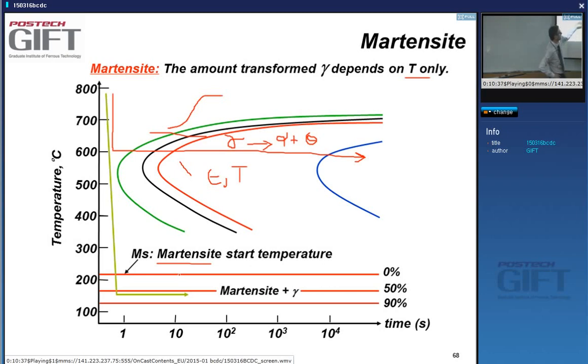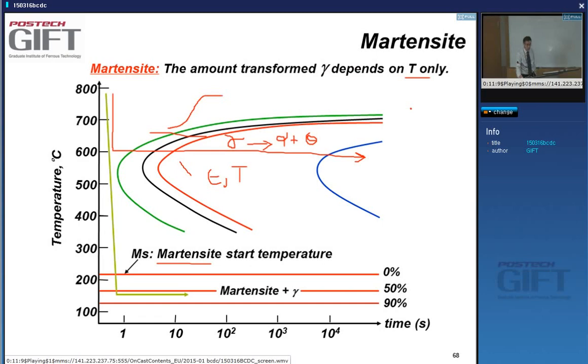And if you stick to this temperature, nothing will happen. You will not make more martensite. Basically, the situation is frozen. If you want to make more martensite, so if you want to have 90% or more martensite, you'll have to cool down further. So it's time independent. That's an important aspect of the transformation.